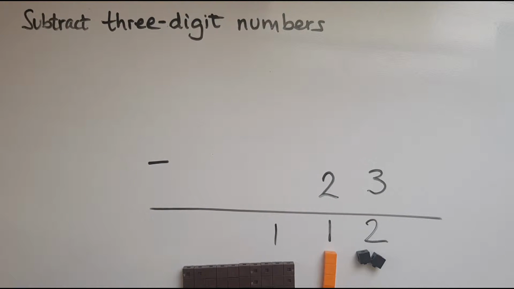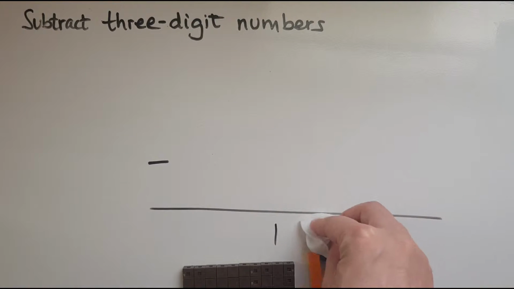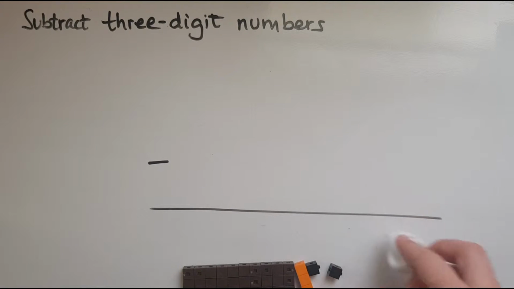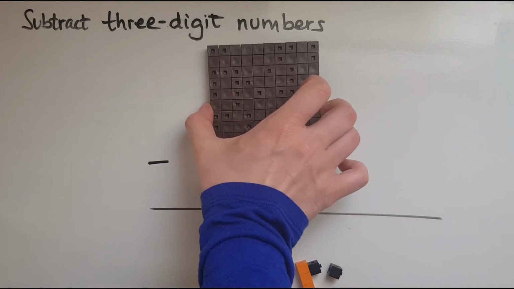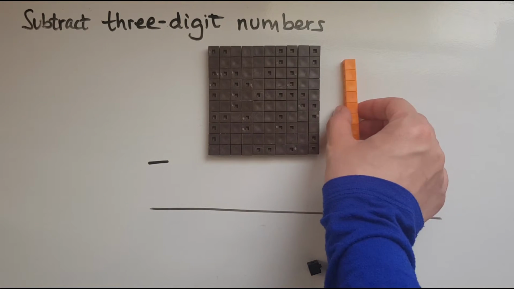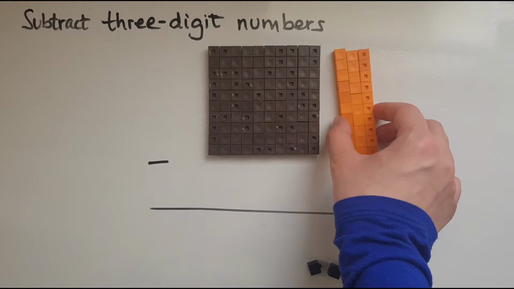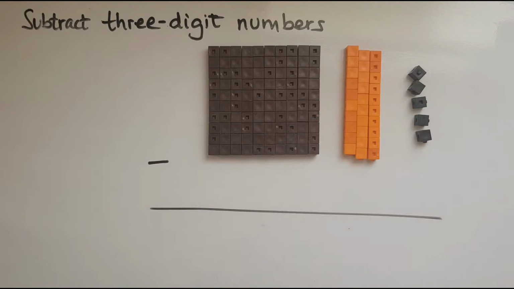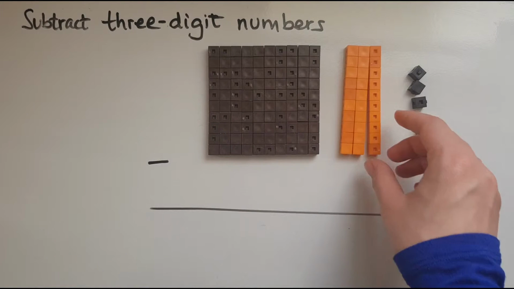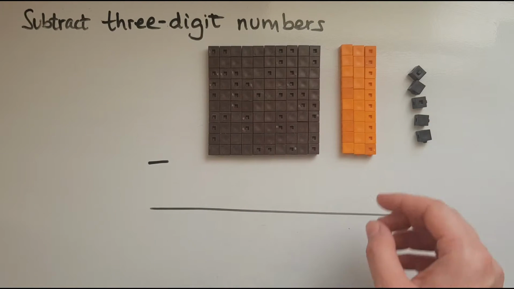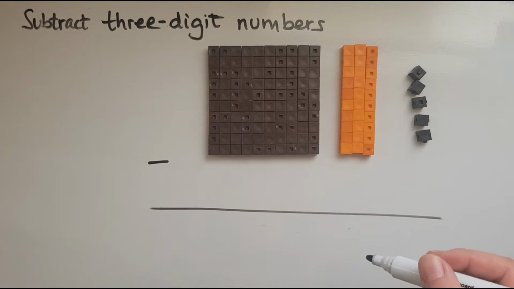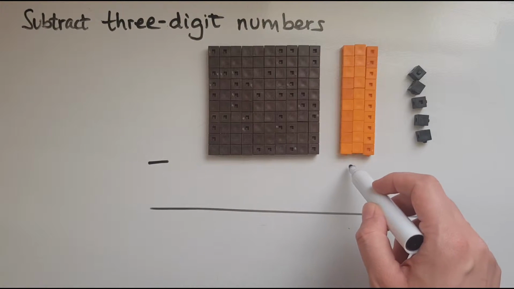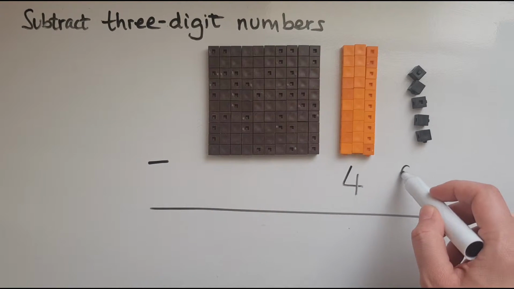Let's have a look at another example now. So this time around I will have the same number to begin with, so 135. This time I will take away 48.